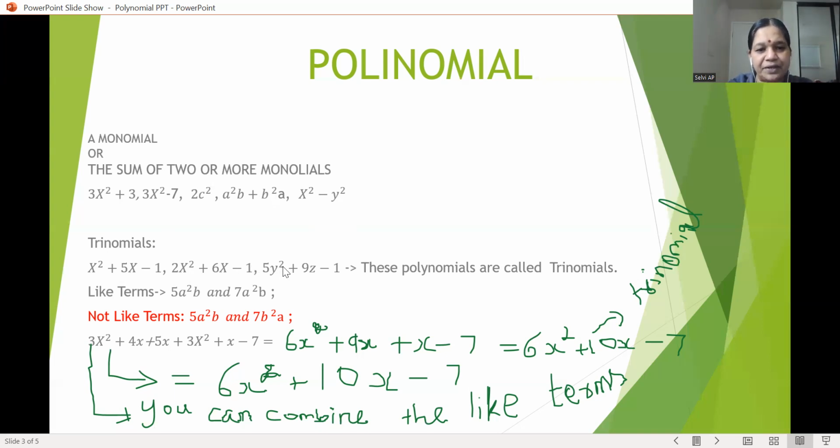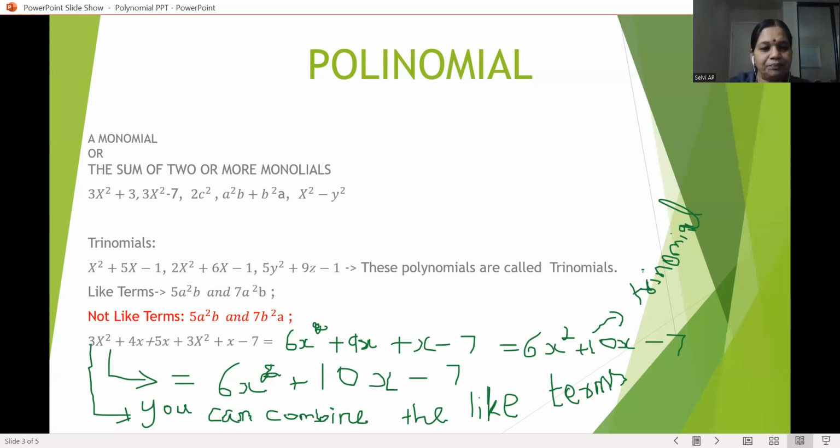See here, minus 5y square plus 9z minus 1. Here the coefficient of the y square term is minus 5. Coefficient of the z term is 9. One constant value, that is minus 1. This is trinomial. Now we'll see what are like terms and not like terms.